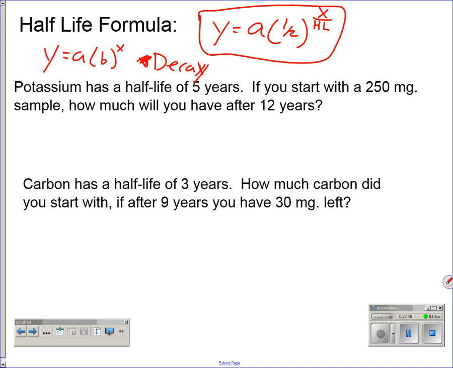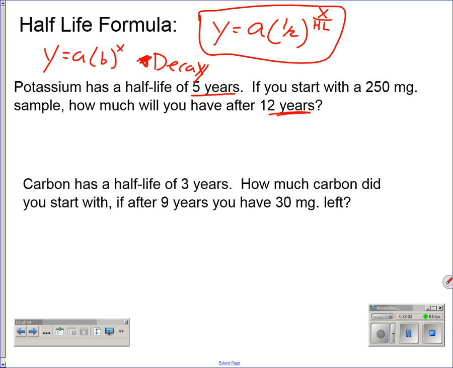Half-life, yeah, half-life. So just know that formula. Let's plug some stuff in. So the potassium has a half-life of 5 years. It takes 5 years for it to reach half of its original amount. That's how long it takes for it to decay. If you start with a 250 milligram sample, how much will you have after 12 years?